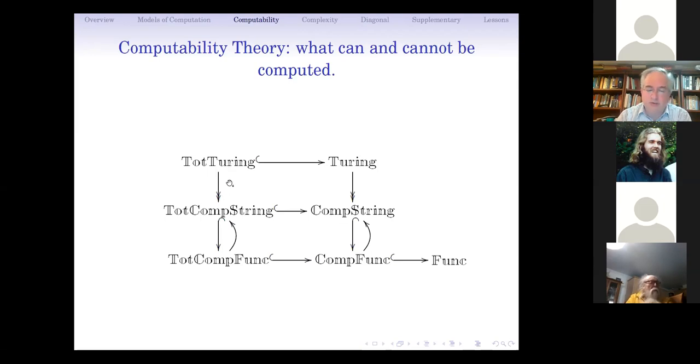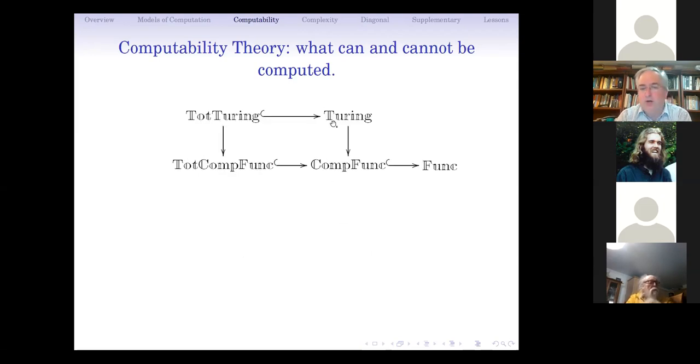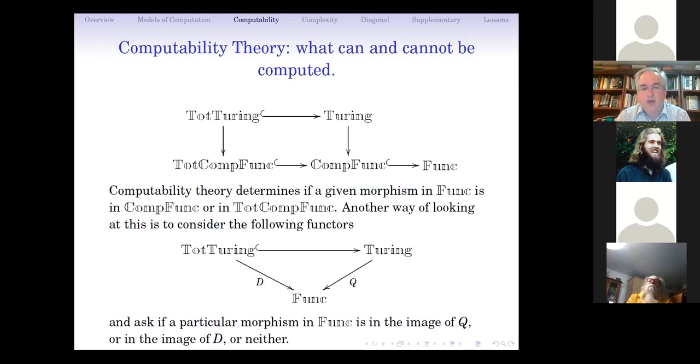Same thing with total Turing machines. We can shorten that. We don't need that strings thing because really that includes into that. So this is what we're doing, and now we can clearly state what computability theory is all about. Computability theory determines if a given morphism in Func is in computable Func, or is it in total computable Func? Another way of looking at this is to consider the following functors. Turing goes into Func, and total Turing goes into Func. Given a morphism in here, is it in the image of this, or in the image of this, or is it not in the image of either of them? Then it's called non-computable.